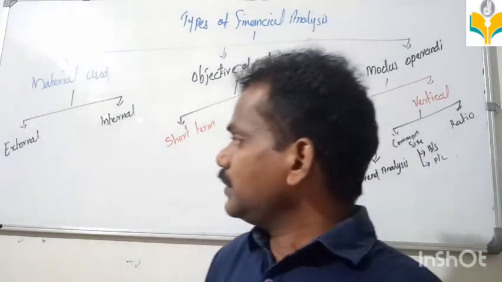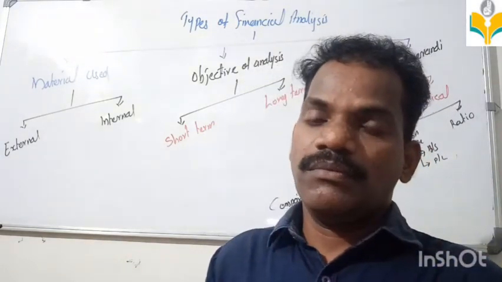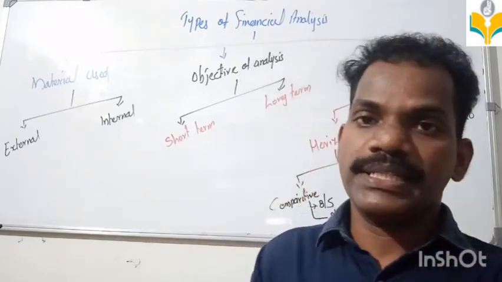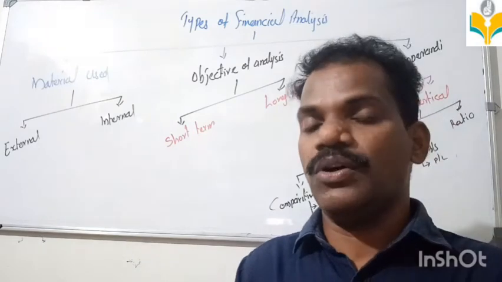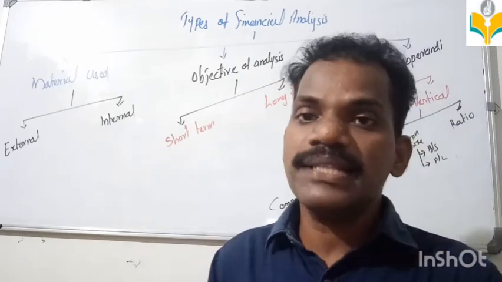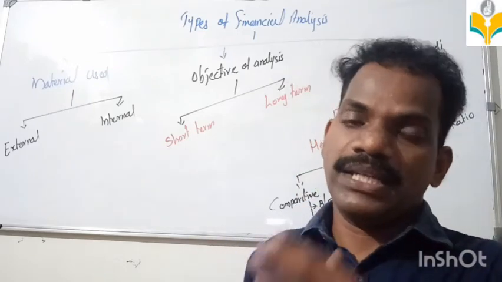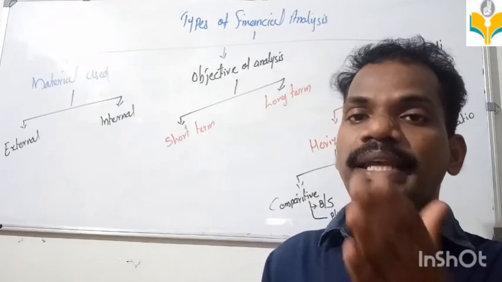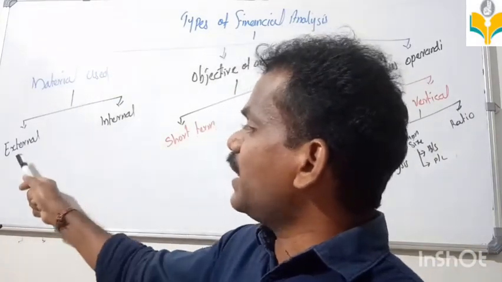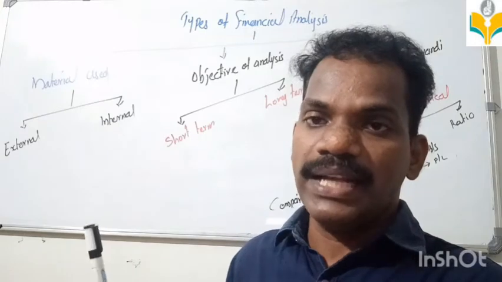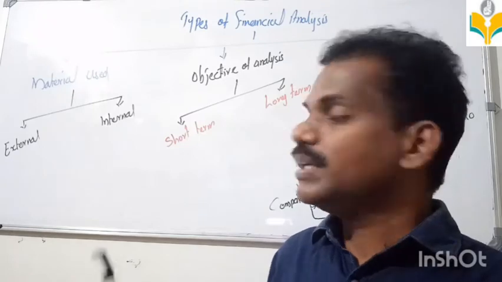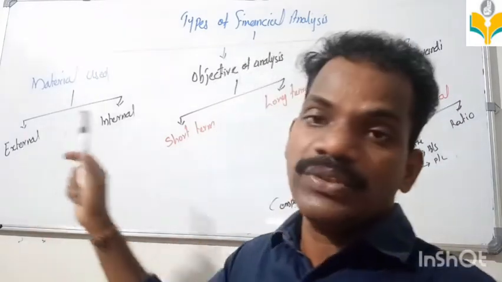That is, any published data will be analyzed by numerous parties: government authority, trade unions, general public, or any other person or agencies, creditors, bankers, etc. They analyze the financial data from the publications created by companies. So, the financial data analyzed by the outsiders of the companies, that is bankers, creditors, government agencies or trade unions, is called external financial analysis.